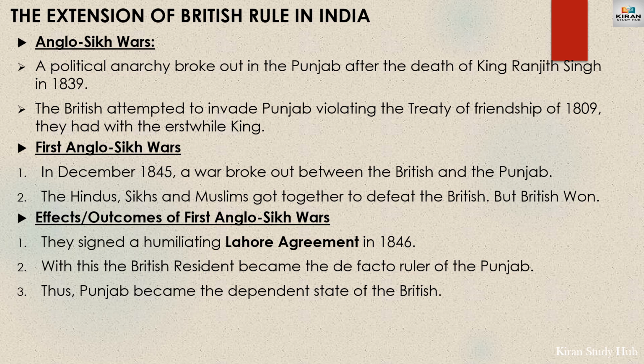The First Anglo-Sikh War broke out in December 1845 between the British and the Punjab. Now the Hindus, Sikhs and the Muslims got together to defeat the British, but the British won the battle. The outcomes of the First Anglo-Sikh War are: they signed a humiliating Lahore Agreement in 1846. With this, the British resident became the de facto ruler of the Punjab and the Punjab became a dependent state of the British.